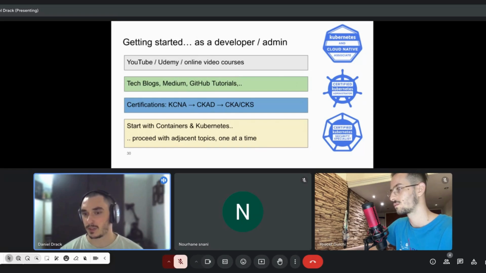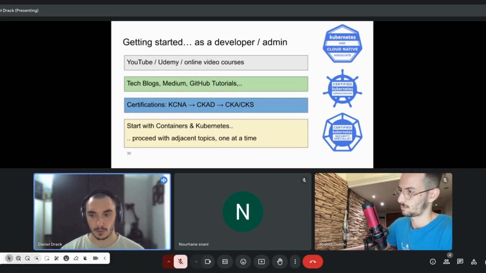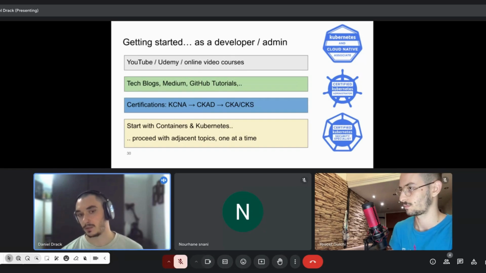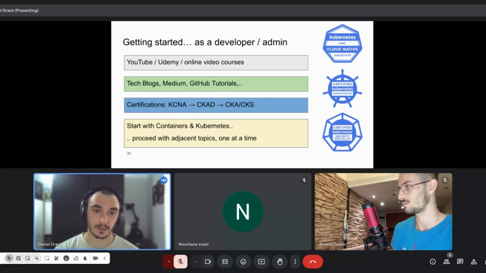Also, personal suggestion: start with containers and Kubernetes, and once you're proficient and good with Kubernetes, then try to proceed with adjacent topics like security, observability, whatever. Because if you barely know the ins and outs of containers and Kubernetes and already start with adjacent topics, this might be a little bit overwhelming and hard to understand what's actually going on, since most of these technologies are already built on top of Kubernetes, so you need to be familiar with that first, and then you can progress to other topics and other domains.